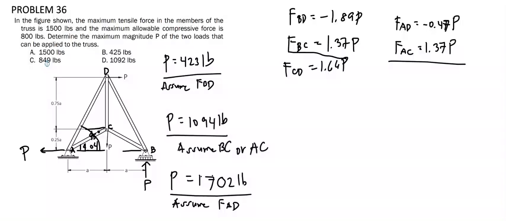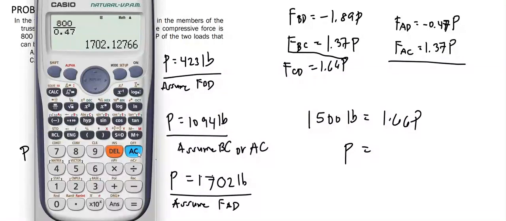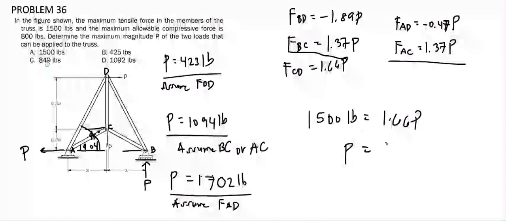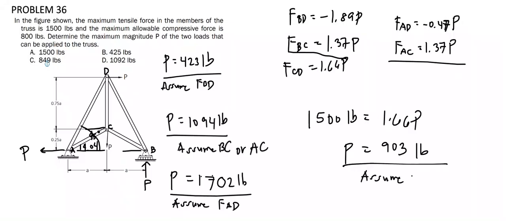And lastly, we have force CD. It has a tensile force of 1.66 P. So let's substitute 1,500 for force CD. So P here is equal to 1,500 divided by 1.66. That is equal to 903.61, or let's say 903 pounds. That is if you assume force CD.